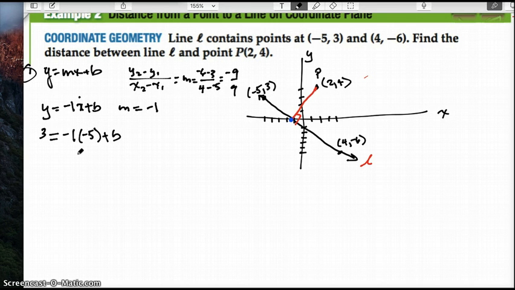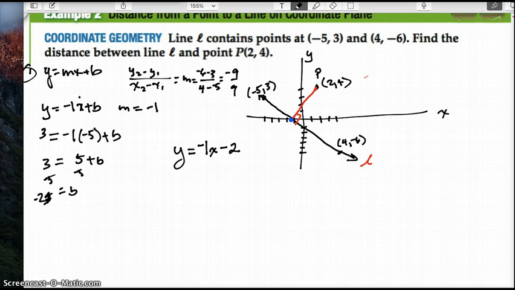When I multiply this, this becomes a positive 5 plus b is equal to 3. Finishing this off, subtracting 5 on both sides, I get that b is equal to negative 2. So with that in mind, I have the equation I need. y is equal to negative 1x, remember that's my slope, minus 2, which is my y-intercept, which I just found out. So with this, I'm going to erase this work.